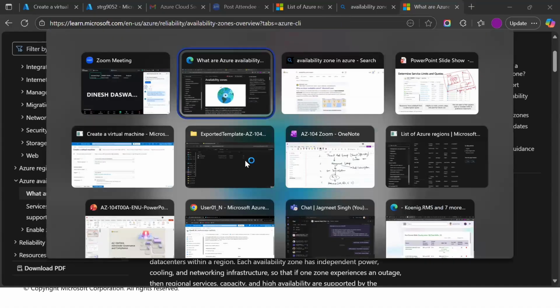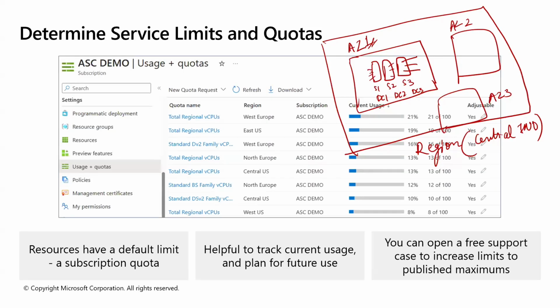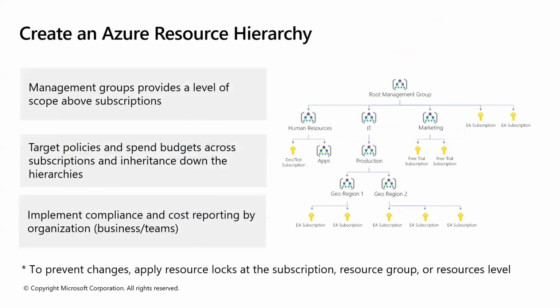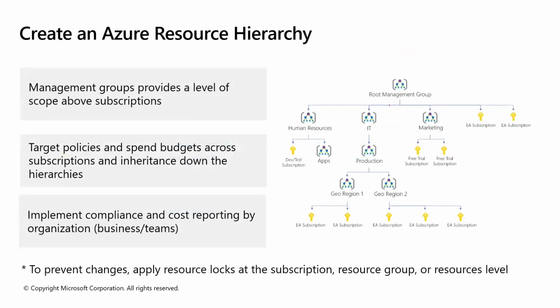So those are your availability zones. Now let's continue with that. So we can set up limits and quotas, right? Now, what is the Azure resource hierarchy? Already told you. On the top, you have your root management group, which we call the tenant root management group as well. What is a management group? A management group provides a level of scope above subscriptions. If you have a single subscription or multiple subscriptions, doesn't matter. If you want to manage these subscriptions, you have a scope called management groups, and inside that management group, you can have your subscriptions.